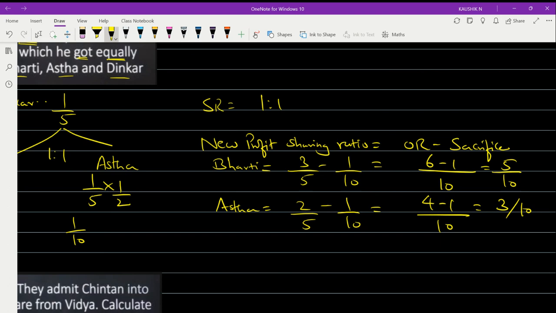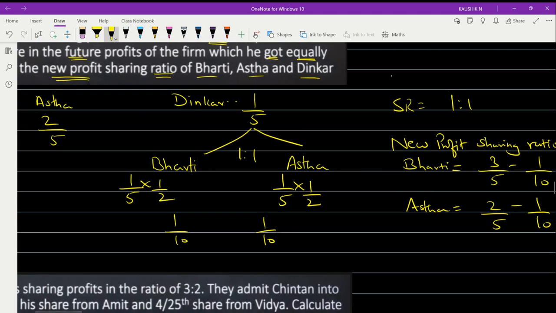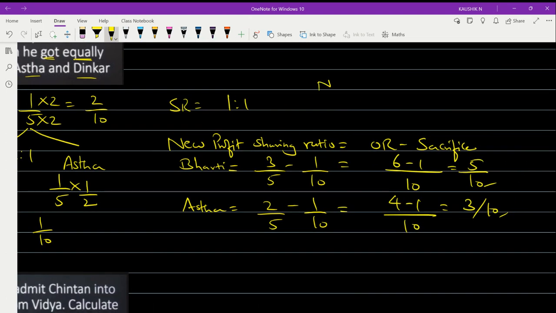So now you have got the new profit sharing ratio. But look here, the base is 10 for these two partners, whereas for Dinakar it is 1 by 5. So convert this base also to 10 by multiplying numerator and denominator by 2. So 2 by 10. So now the NPSR between Bharati, Asta, and Dinakar is 5 is to 3 is to 2. Any doubts so far?